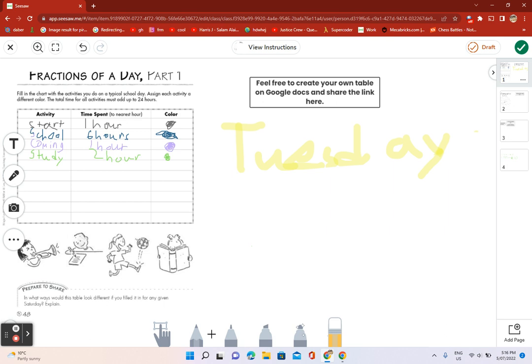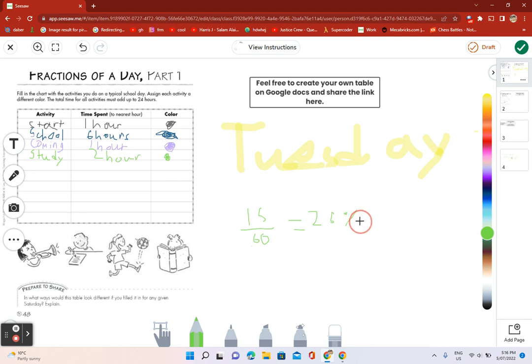15 over 60. Oh, I'm not using a pen. 15 over 60, right? We have this. Why am I saying this fraction? 60 is the amount of minutes in 1 hour. 15, we want to know what percentage 15 minutes is out of 60. And the percentage would actually be around 25%, okay? Cool. So that means 15 minutes is actually going to be 25% of an hour.